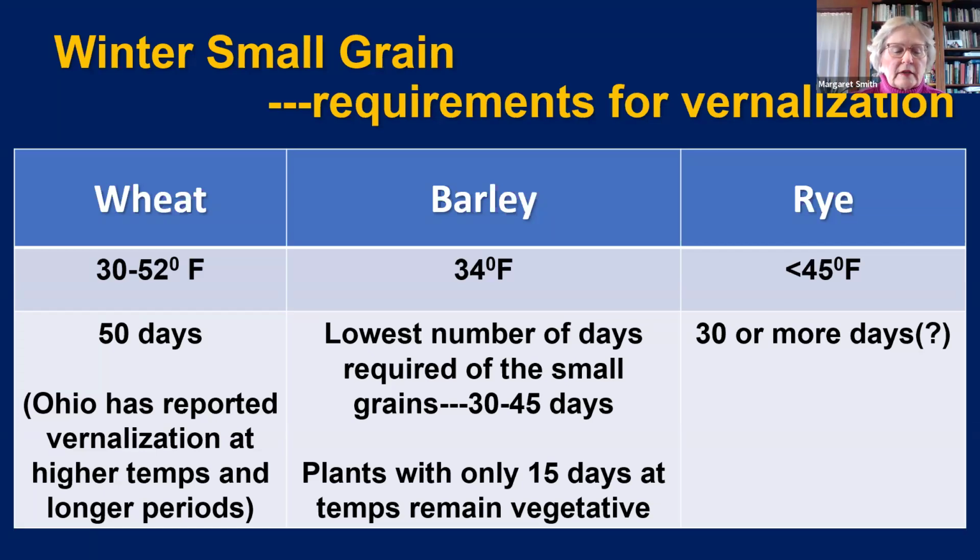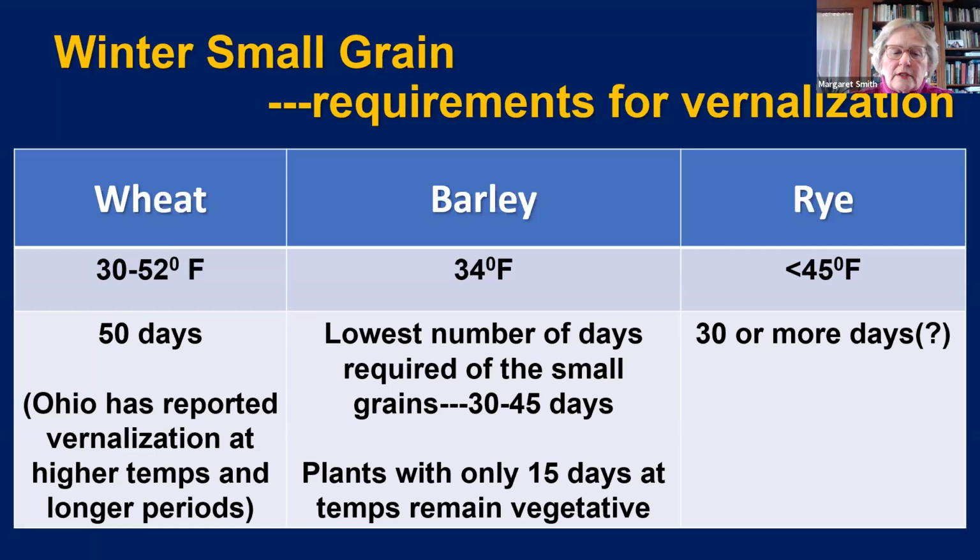But let's look at wheat on the left-hand column here. Temperatures have to be between 30 and 52 degrees, and I'm thinking that's a really wide range of temperature. Can you really vernalize a plant at 52 degrees Fahrenheit? That doesn't seem very cold, but you can. The period takes about 50 days. Now, Ohio did some work where the results were very surprising. They went at higher temperatures, and at higher temperatures, it took longer periods. Well, that is what you would expect.